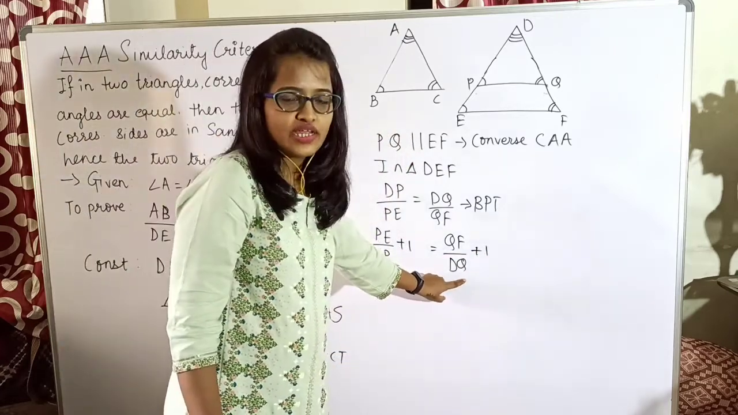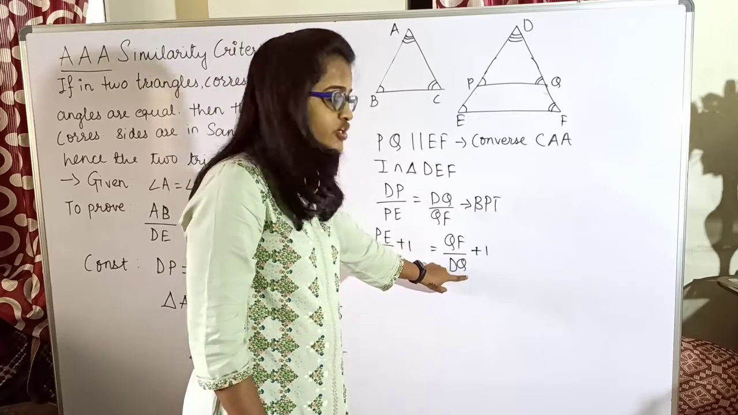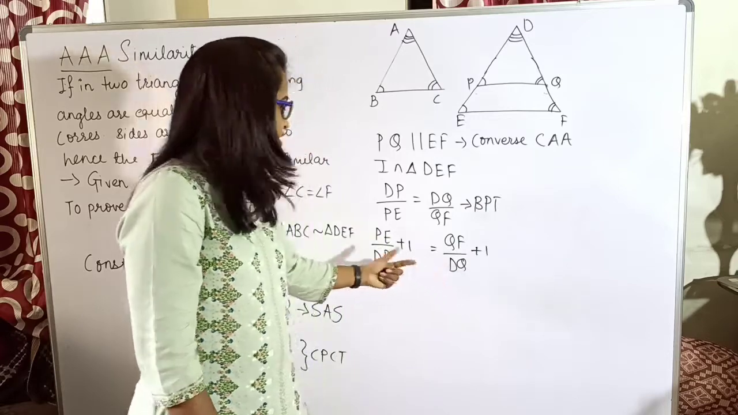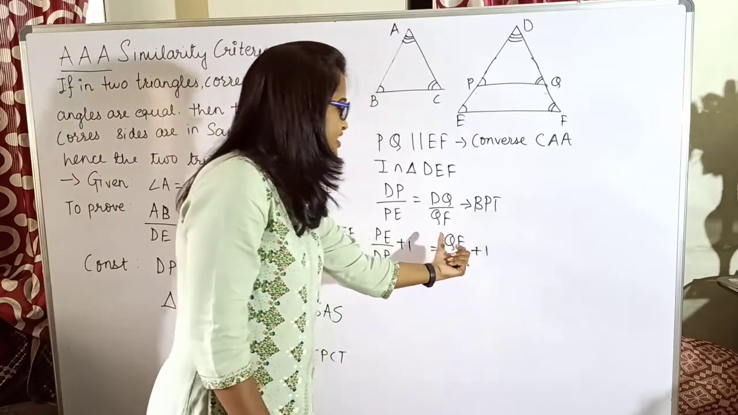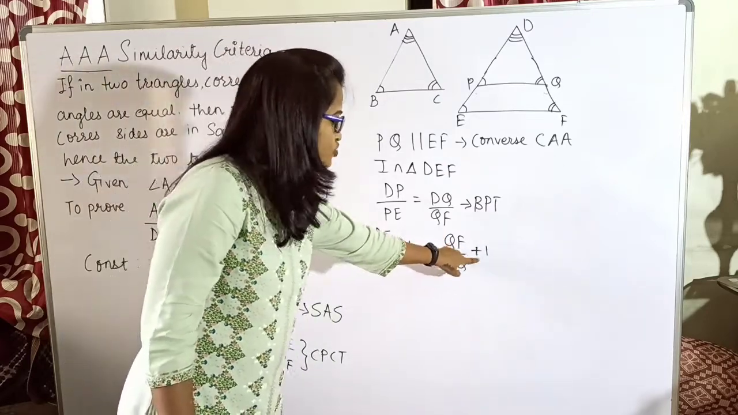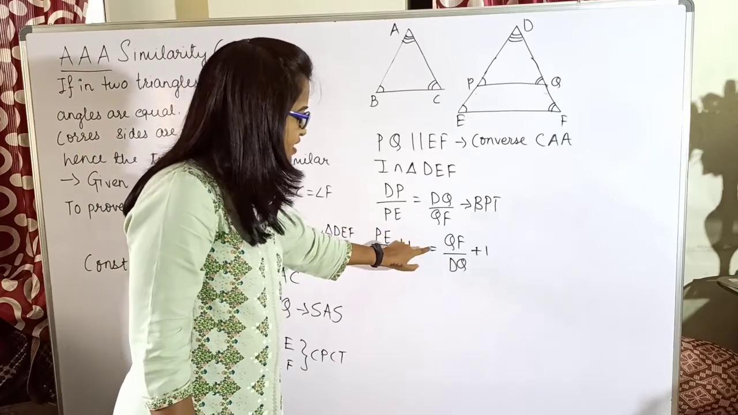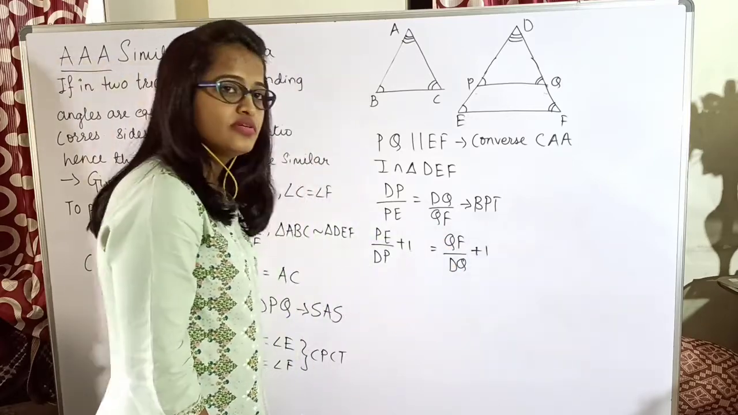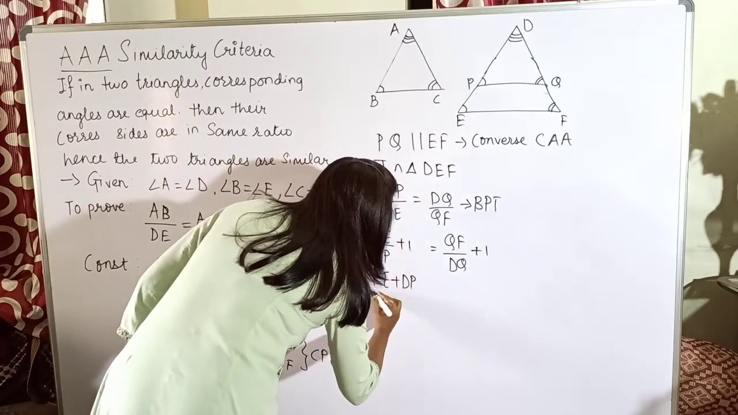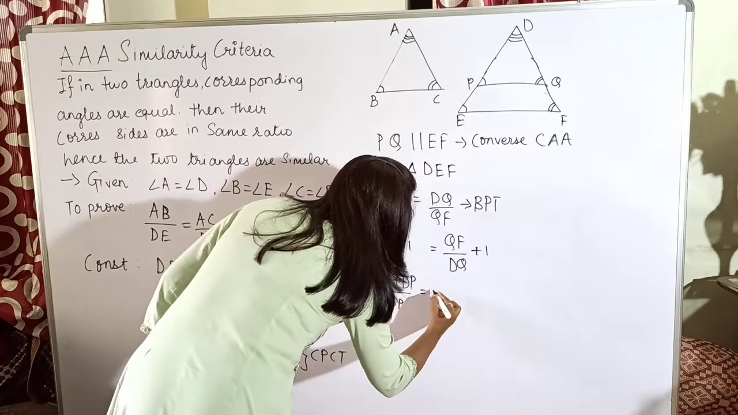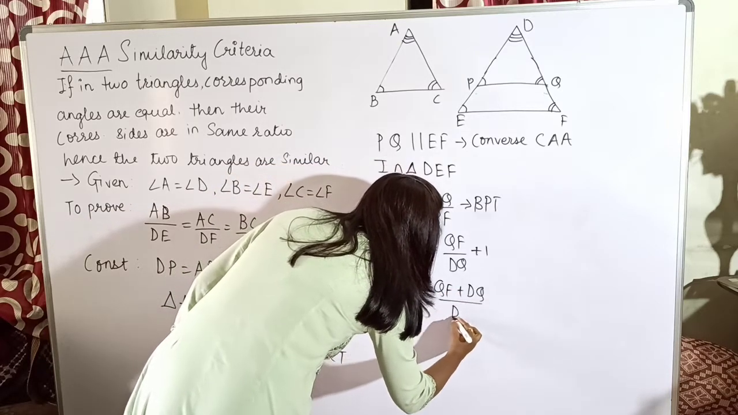DP you will get as your LCM, because I want DP, so then only I could replace that DP with AB. Similarly, I want DQ, so that I could replace it with AC. But here instead of PE I want DE, and here instead of QF I want DF. So if I add 1 on both sides, what will be the equation? PE plus DP upon DP equal to QF plus DQ upon DQ.